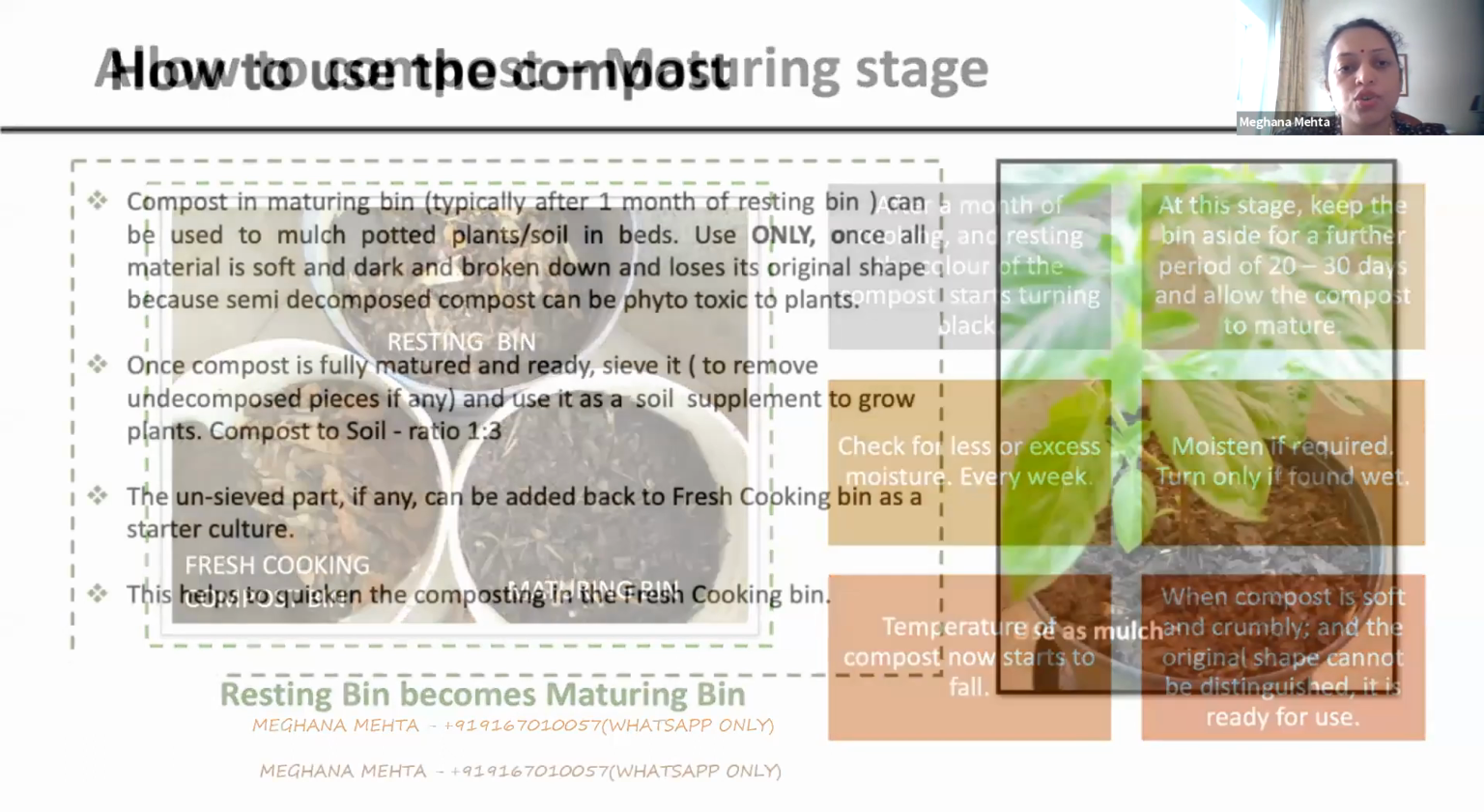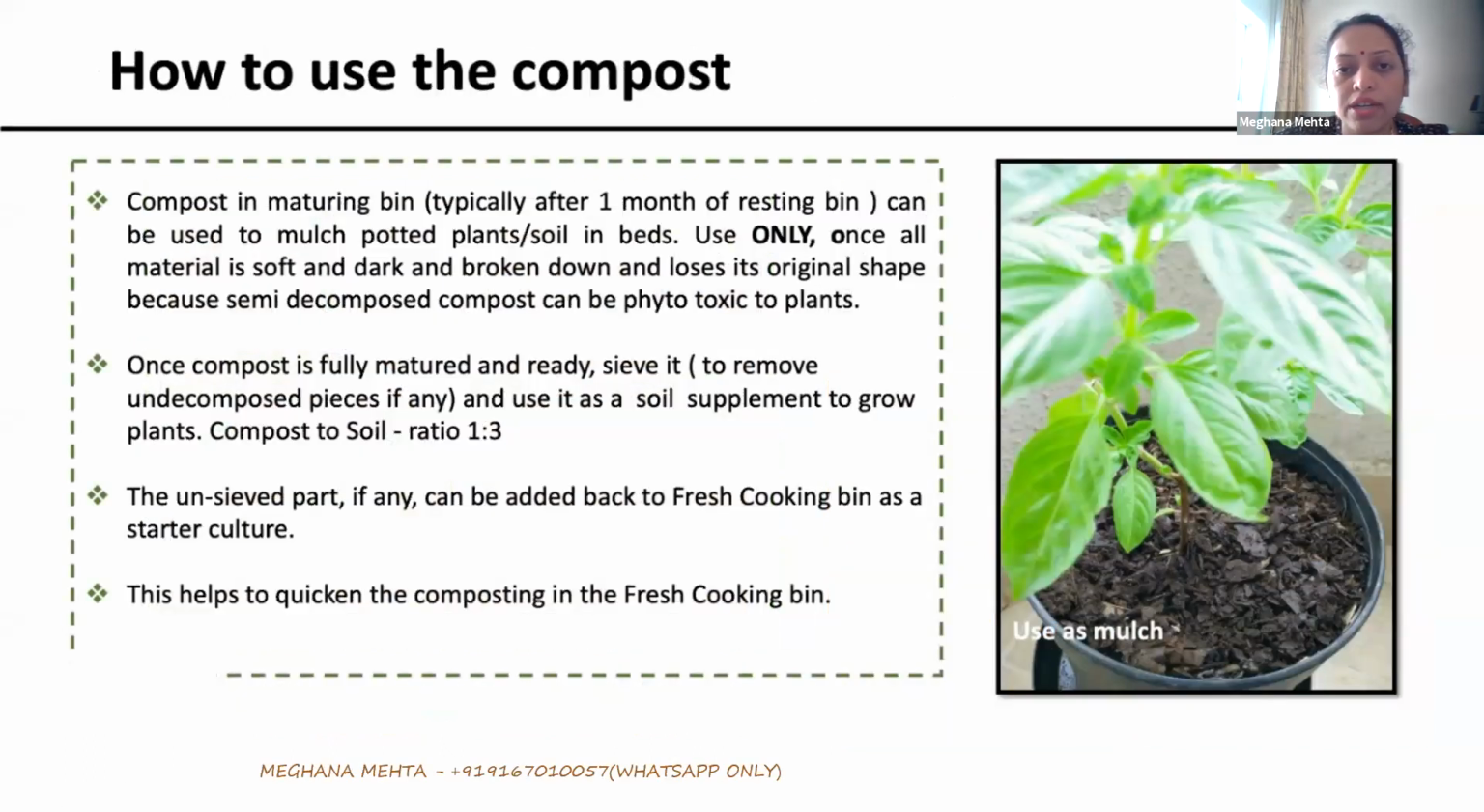Now, composting and maturing bin, typically after 1 month of resting, can be used to mulch the potted plants or soil with beds. So those who have attended my previous 2 workshops or the next week workshop will know that in the growing medium, I explained to mix coco peat, soil, and compost, biocompost. Now, biocompost that we generally source from the market also has manure in it. It can have cow manure, it can have sheep manure, etc.